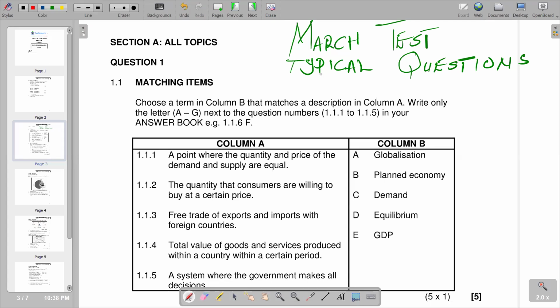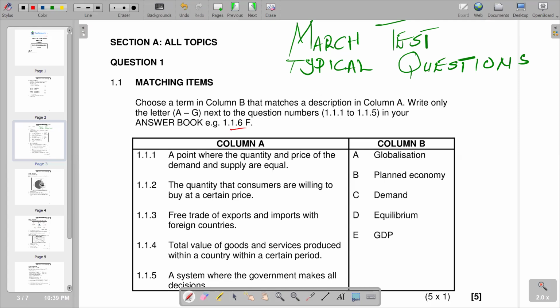In this video, we want to look at March test typical questions. So we're going to look at Section 8, typical Section 8 questions. We are going to start on the matching items, where you choose a term in column B that matches a description in column A. Only the letters A to G next to the question numbers, that is 1.1.1 to 1.1.5. Then we are given how to present the answer book.